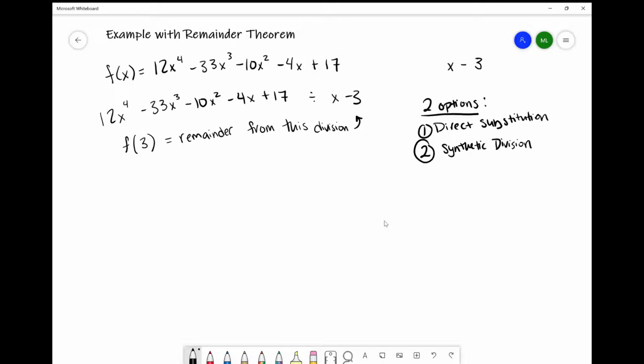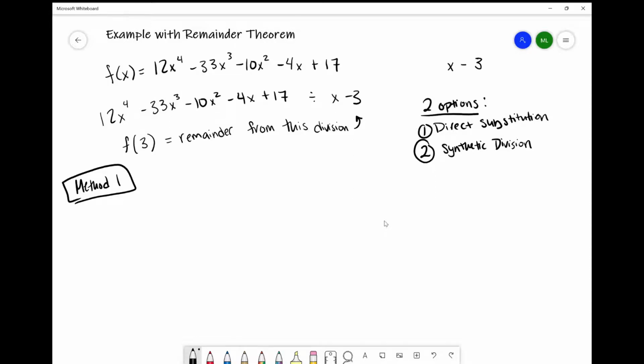I'm not going to say that whole thing, it's really long. I have this whole polynomial right here. I told you that you have two options to find the remainder of this polynomial divided by this binomial x minus 3. So we have direct substitution. I'm going to call this method 1, and I'll box that.